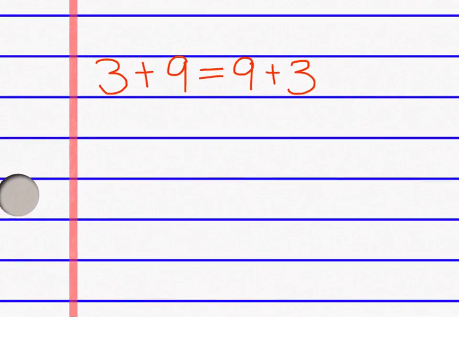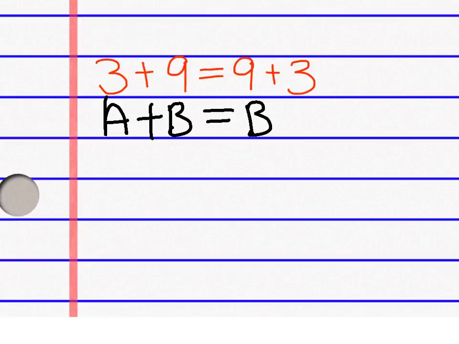Okay, for the second part, we have 3 plus 9 is equal to 9 plus 3, so that's A plus B equals B plus A. That's the commutative property of addition, and that's letter A on your handout.